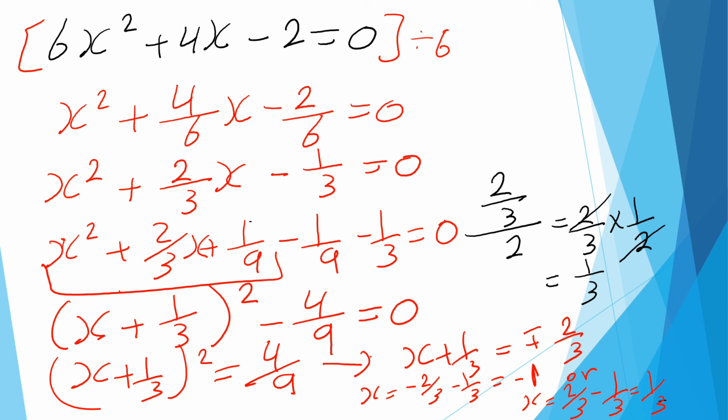So remember, in completing the square, the coefficient of x squared must be 1. So if it's not 1, you must divide everything by the coefficient of x squared, and then you can start completing the square. So you have to prepare your equation first before you start doing completing the square.